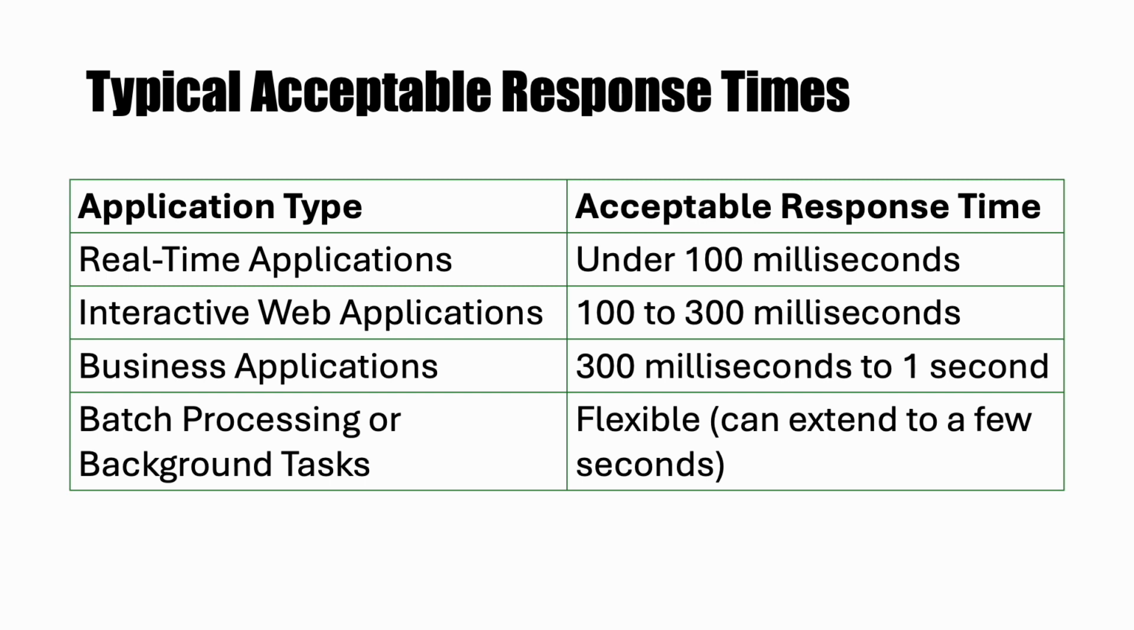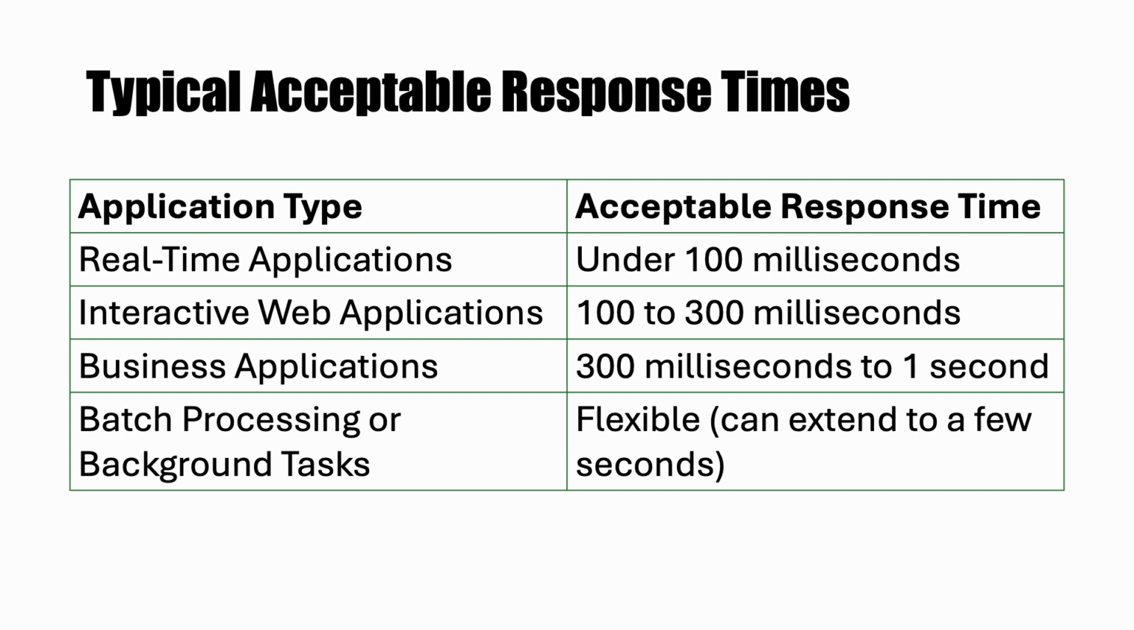Business applications, including enterprise systems and internal tools, often target responses between 300 milliseconds to 1 second. This range of performance is acceptable for applications where real-time performance is not critical. For batch processing, background tasks, or non-interactive operations, response times might be more flexible. In such cases, response time can extend to a few seconds without impacting the user experience.